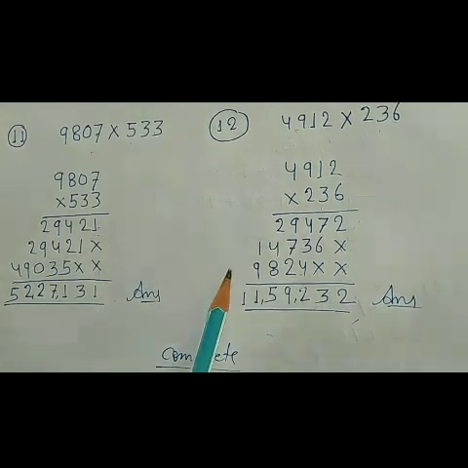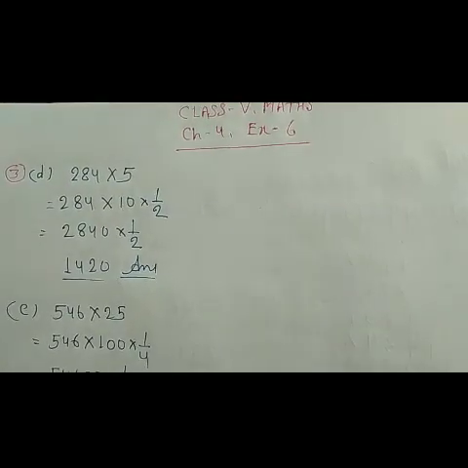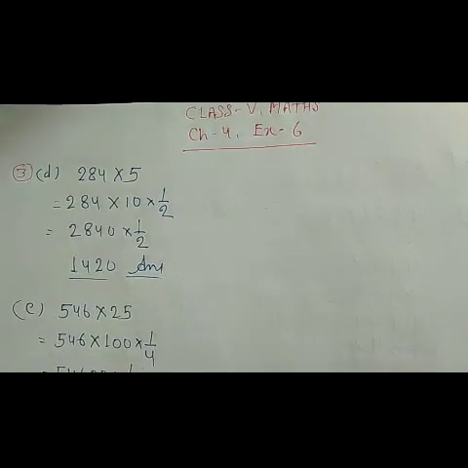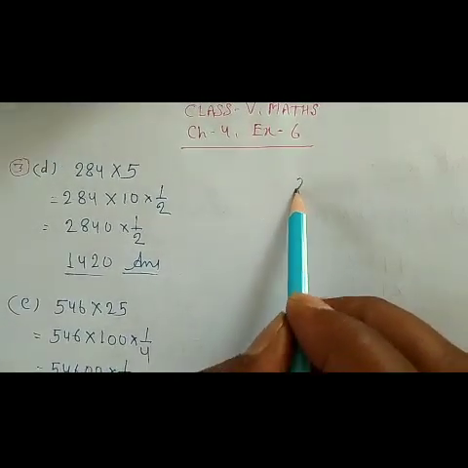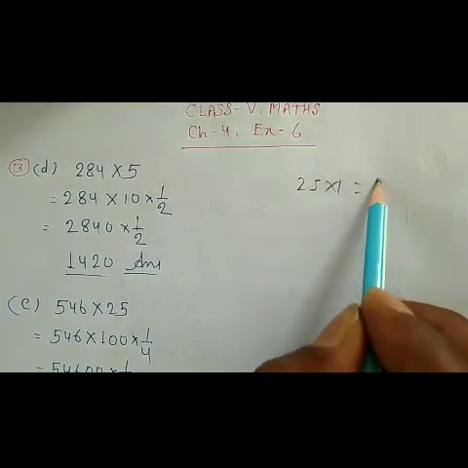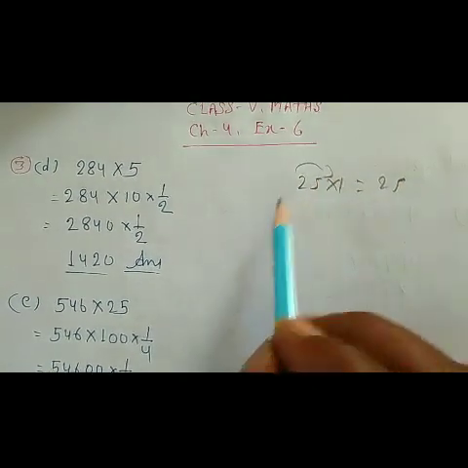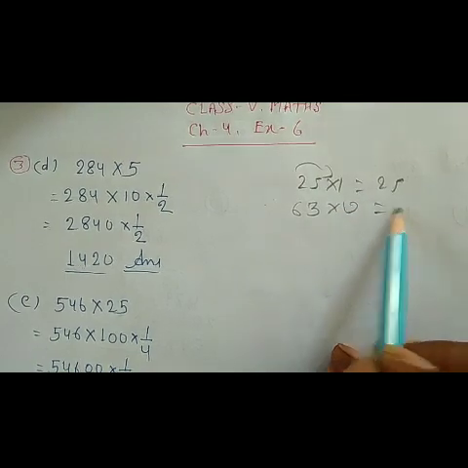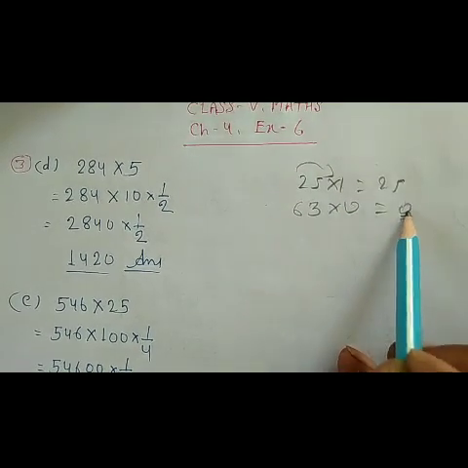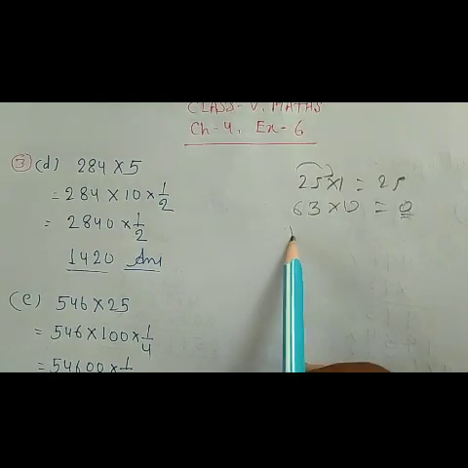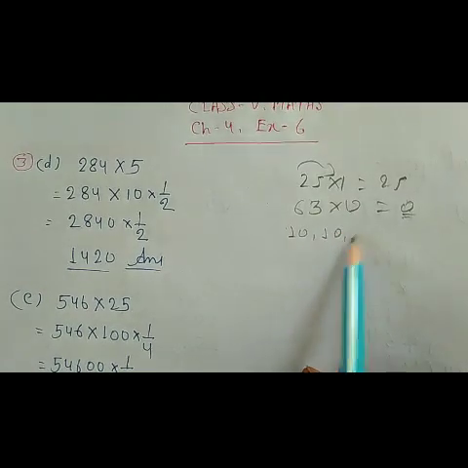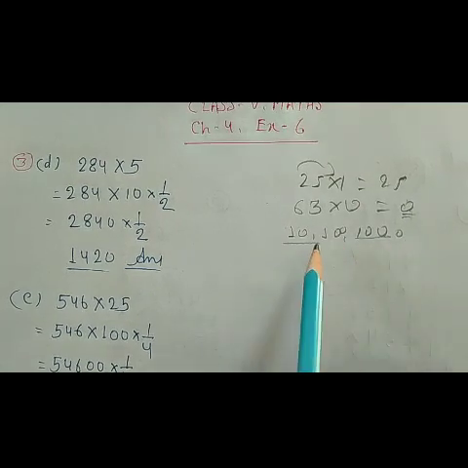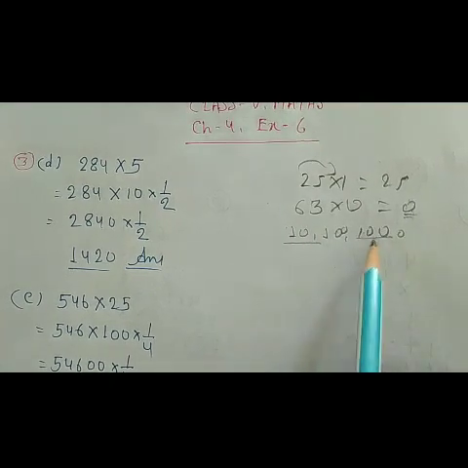Then exercise 6. In this exercise some properties are used there. Properties are, if we multiply any number, suppose 25 with 1, that will be 25, because 25 times 1 is 25. If any number is multiplied with 0, then the answer, means product, will be 0. If any number is multiplied by 10, 100, 1000, simply we will place these zeros after the number.